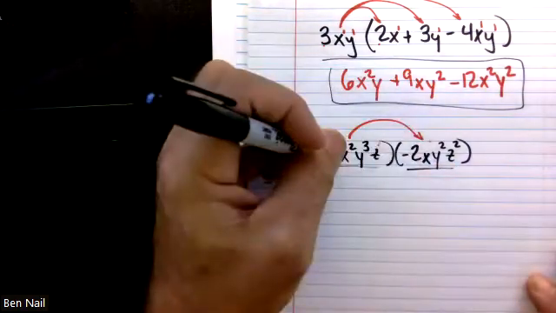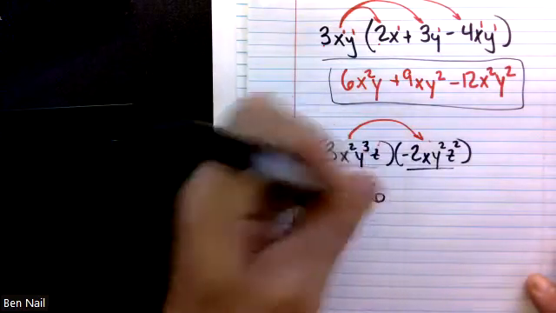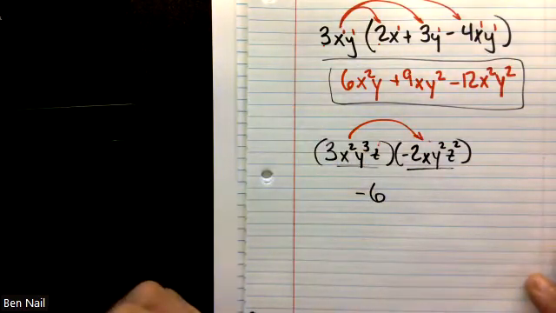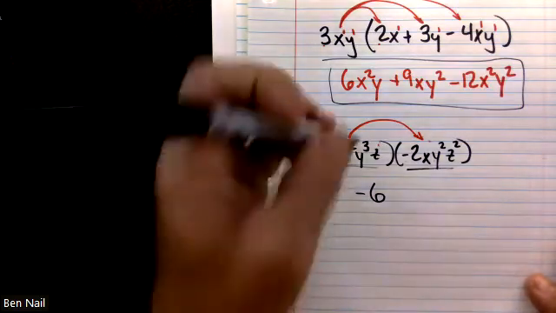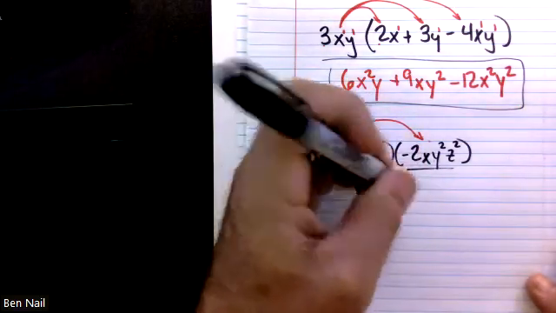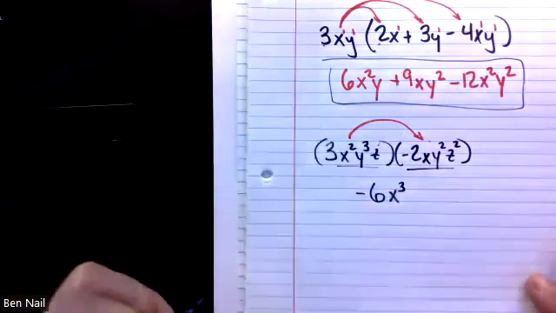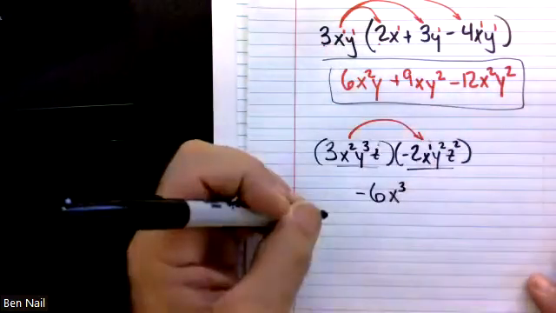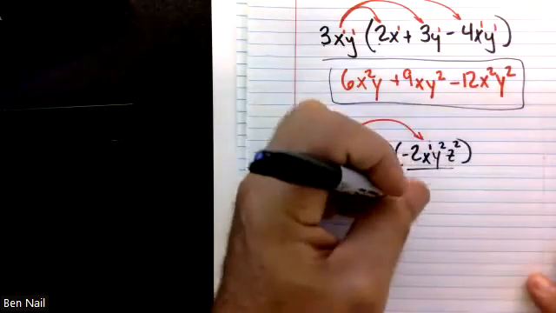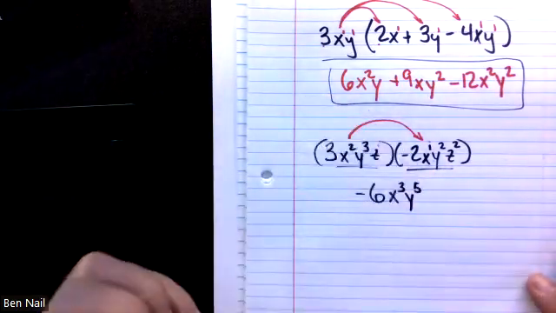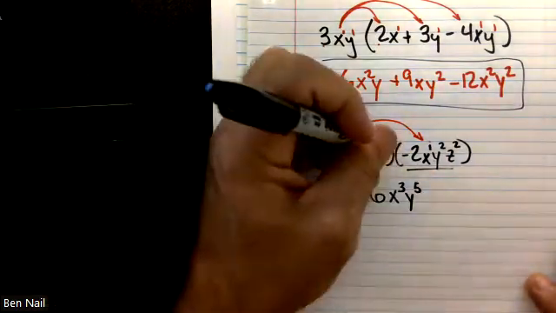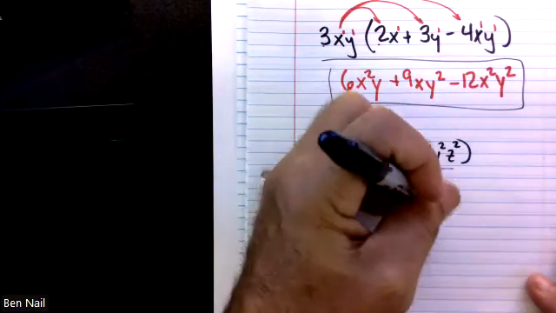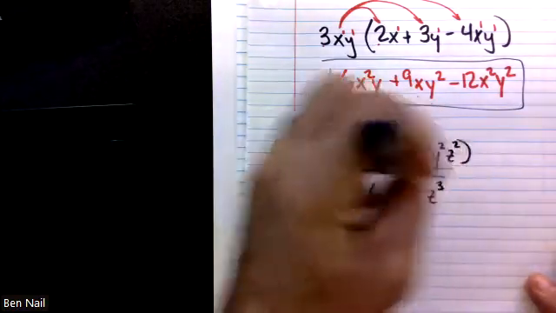So if we multiply this, 3 times -2 is -6. And then that x squared times x is x to the third, because again, if you don't see the exponent, it's a 1. Add those together. Y to the third times y to the second is y to the fifth. And z times z to the second is z to the third.